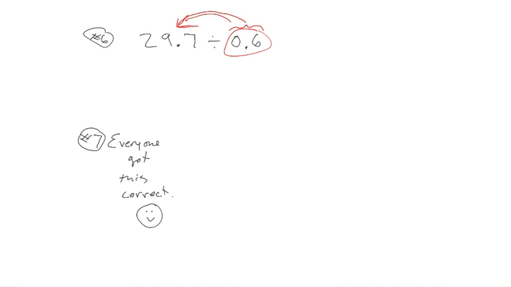So let's set this up. 29.7 divided by 0.6. Now we can't have a divisor with a decimal, so we're going to move that over. We're going to move that over as well, and we're going to put that decimal point right up there because that's where it's going to stay when we do division problems.